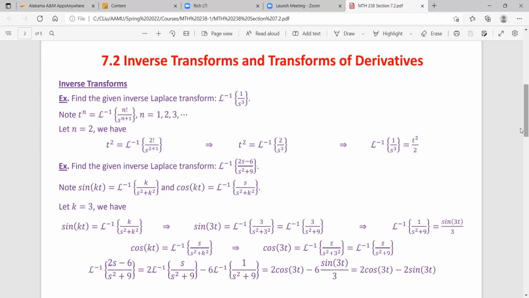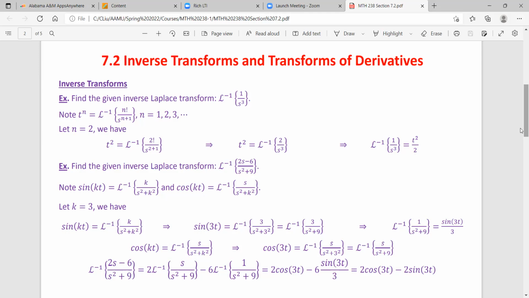And then we already got the inverse Laplace transform of s over s squared plus 9 is just cosine 3t. So we got 2 cosine 3t in the first term, and the inverse Laplace transform of 1 over s squared plus 9 is just sine 3t over 3, as we already got. So then when you multiply 6, 3 cancels here, so you're left with 2 in the second term also. So the final answer is just 2 cosine 3t minus 2 sine 3t.